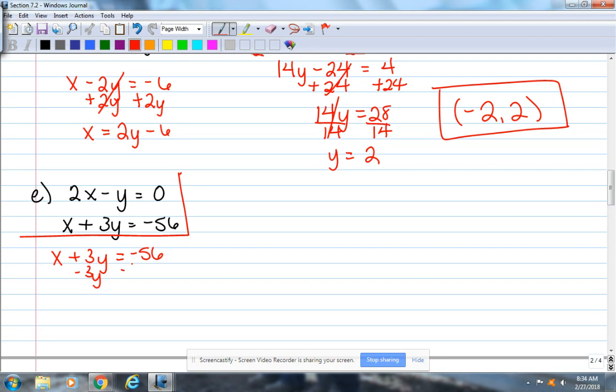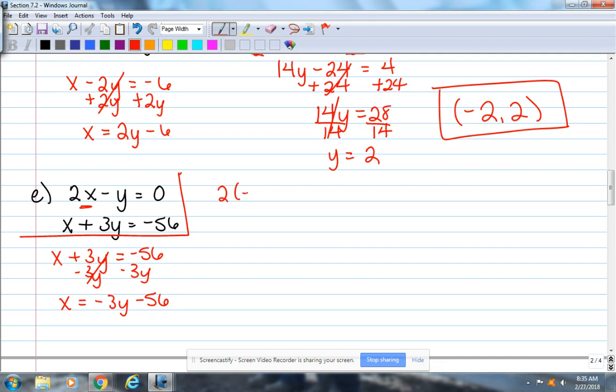Subtract 3y. I like to stick my variable part in front. So x equals negative 3y minus 56. So where do I put that? Yeah, in the top equation for x. So I'm going to plug it right there. Whatever equation you did not just use, that's the one you need to plug into.